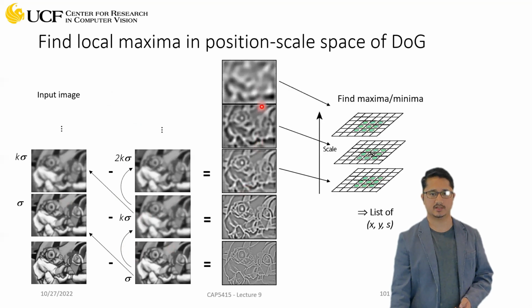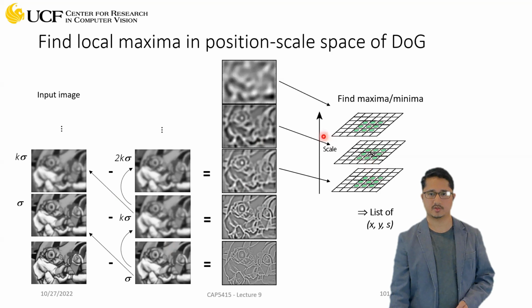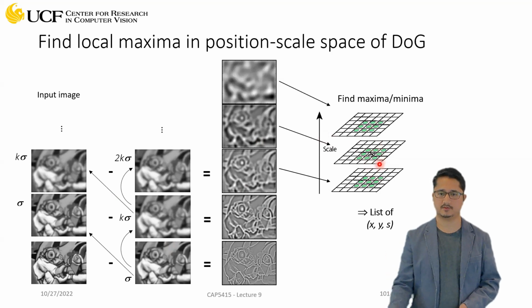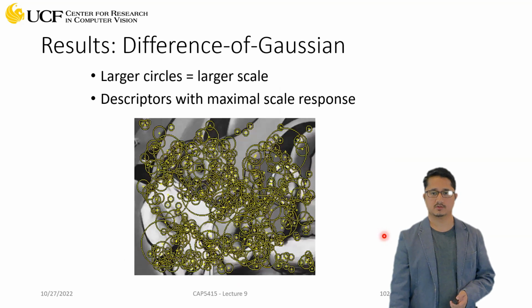And at the end, you will take these and figure out what the key points are. Again, this is the same step, nothing new. For each pixel location, you're just trying to figure out whether it is a maxima or minima. If it is, that will be the list of key points. Once you do that, the result you will get will look something like this.